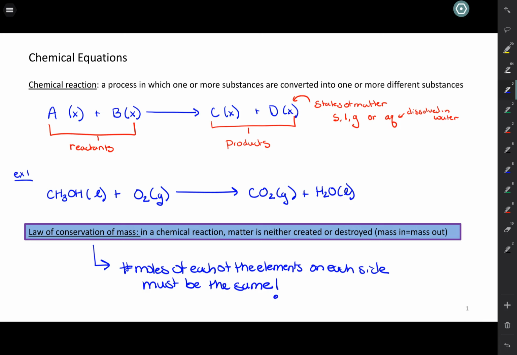And so that means if we have one carbon atom over here, we need to have one carbon atom over here. If we have 1, 2, 3 oxygen atoms on this side, we need to have 1, 2, 3 oxygen atoms on that side. And if we have 4 hydrogen atoms on this side, we only have 2 hydrogen atoms on this side. So that means this isn't balanced.